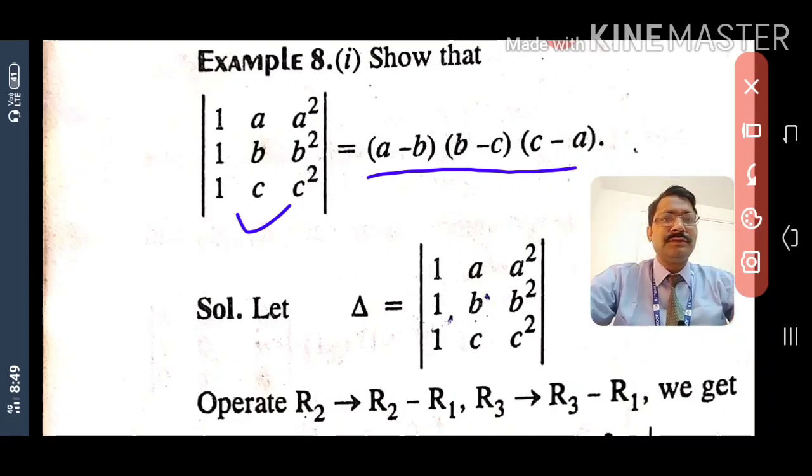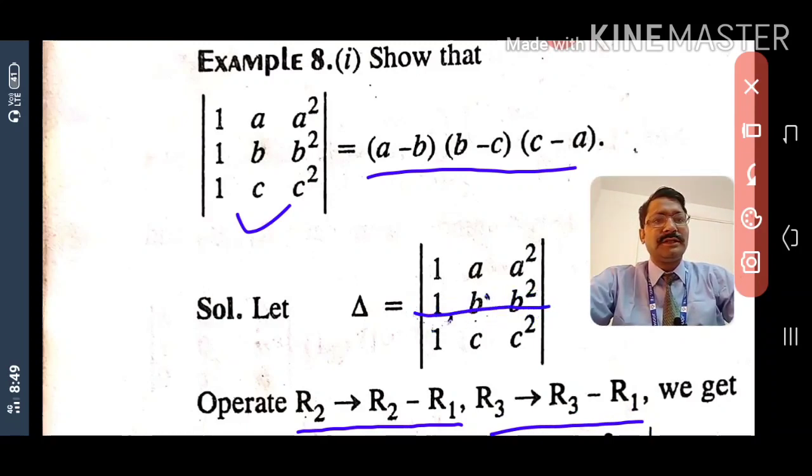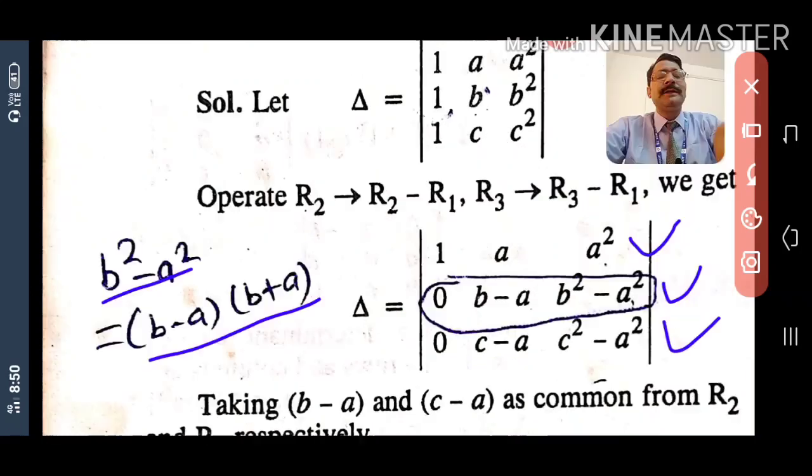This question is given to you, and first of all we will take this operation: R2 becomes R2 minus R1, and R3 becomes R3 minus R1. By this what will happen? Look here, R2 will change. R2 minus R1 means 1 minus 1 is 0, b minus a, and b square minus a square. And R3 will also change: 1 minus 1 is 0, c minus a, then c square minus a square. Look at this change: b square minus a square is (b minus a)(b plus a). Similarly c square minus a square will be (c minus a)(c plus a).